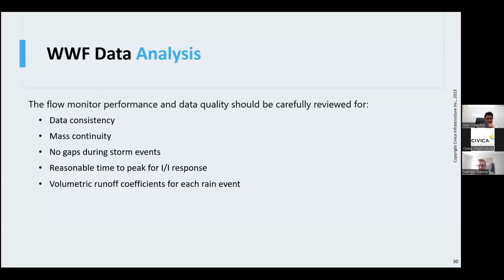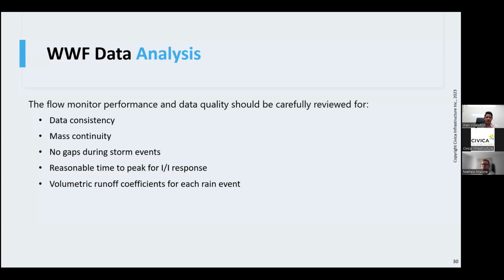Okay, back to you now. Thank you. Now let's talk about the wet weather flow analysis. What do we need to calibrate a model for wet weather flow? Again, we download the data set, or the data set is provided to you from a consultant or a municipality. You need to perform the review before you do the modeling.